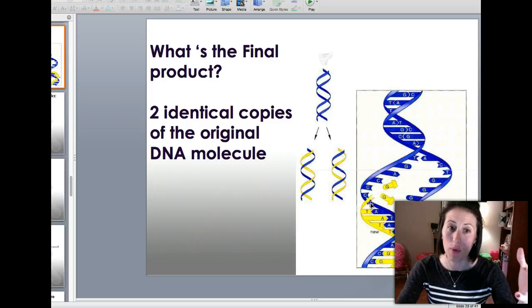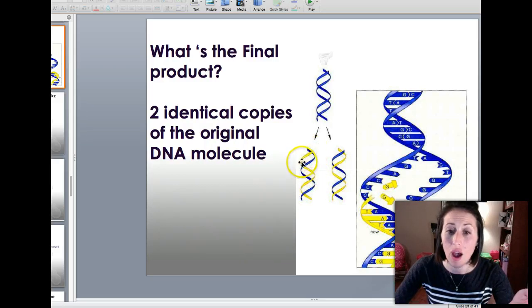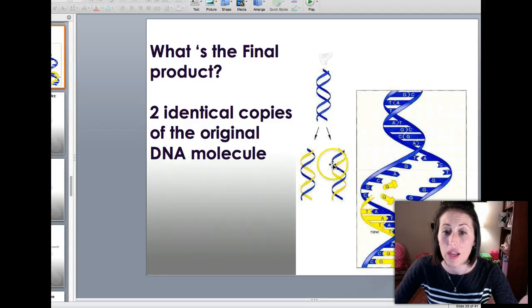So what is the final product? We are going to end up with two identical copies of the original DNA molecule. And if you see here, our original strand is blue. Our new strand, we have blue, which was the original strand, and then we have a copy, the matching complementary strand, of yellow. And then again on this side, blue, and then a complementary matching strand of yellow.